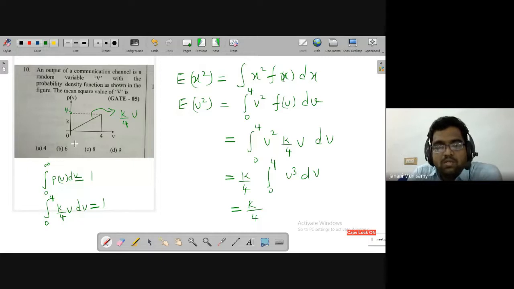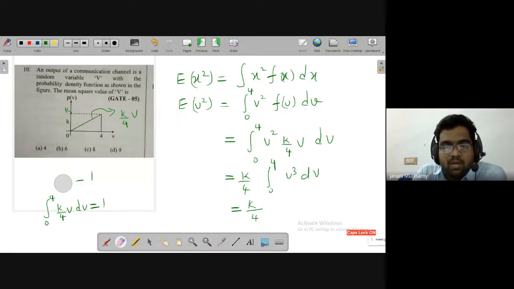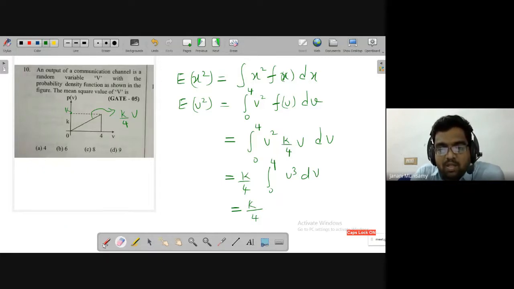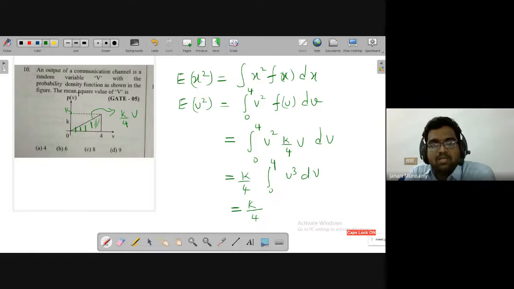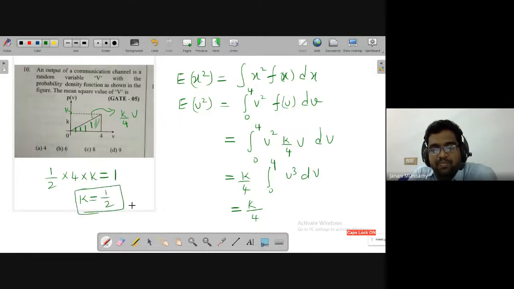Or otherwise, a simple method also I can tell. Instead of integration, you can just try to calculate the area here. The area under this function has to be 1, because it is the probability density function. Any probability density function, overall area has to be 1. So what is the area here? 1 by 2, 4 times of k has to be 1. So k is equal to 1 by 2.